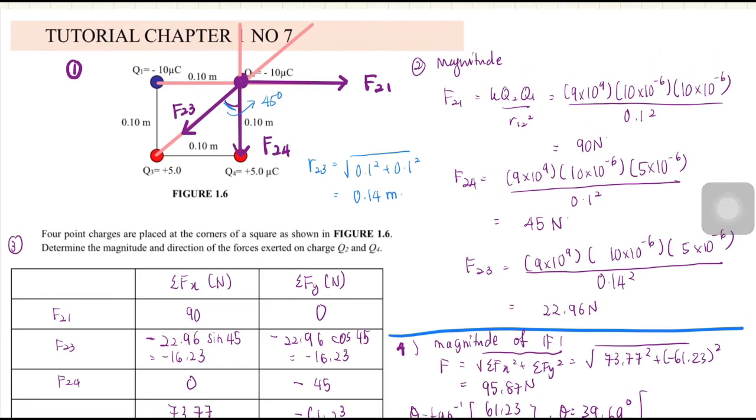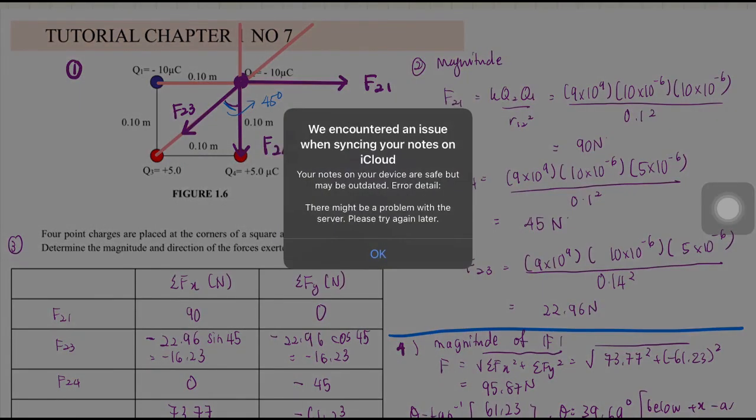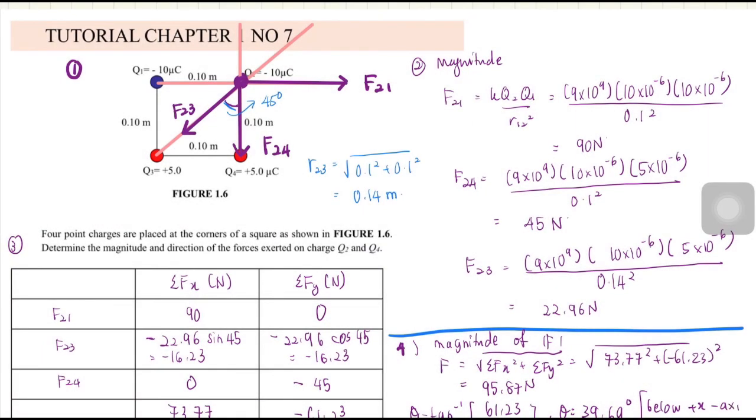Okay, next you kena buat pula dia punya position. So position tu kita akan tengok summation Fy. Because summation Fy is negative, so it will be below, dan summation Fx is positive, so below positive X axis. So that's it.